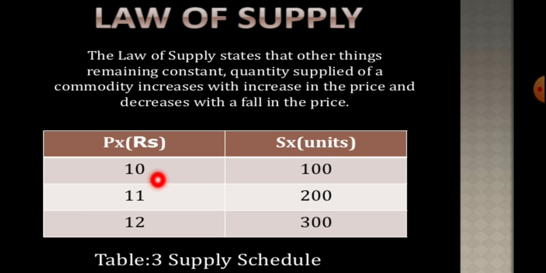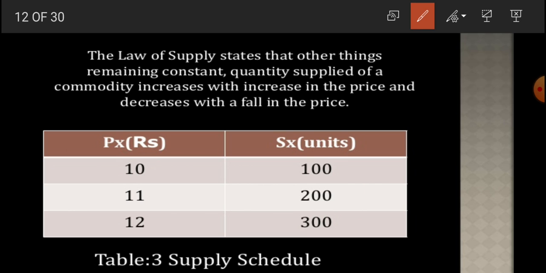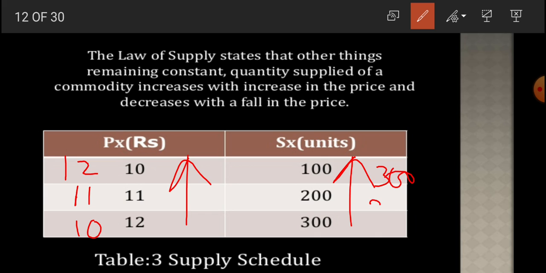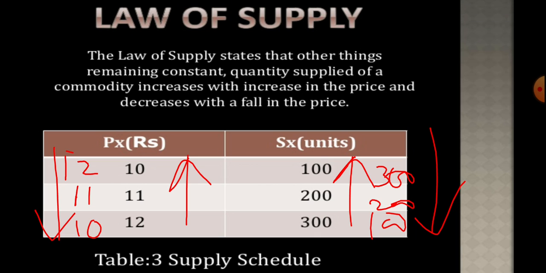Now there is a table. Price of the commodity X increases from rupees 10 to 11, then 12. Supply of the commodity increases from 100 units to 200 units and 300 units. आप अपनी मर्जी से कोई भी टेबल बना सकते हो, बस आपको शो क्या करना पड़ेगा? There is positive relationship. मैं इसको ऐसे भी बना सकती थी 12, 11, 10 और फिर मैं यहाँ क्या शो करती? 300, 200 and 100. फिर मेरा क्या आता? When price of the commodity decreases, supply of the commodity also decreases. आप अपनी मर्जी से कोई भी टेबल बना सकते हो, बस रिलेशन आपको पॉजिटिव दिखाना है.